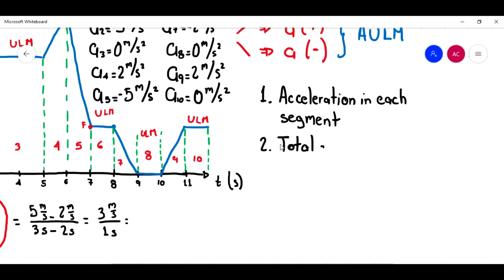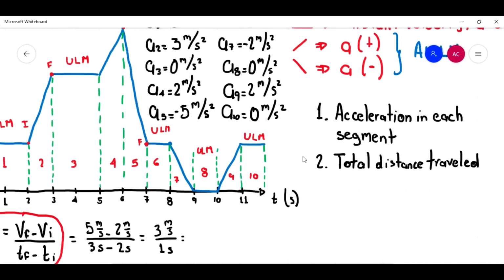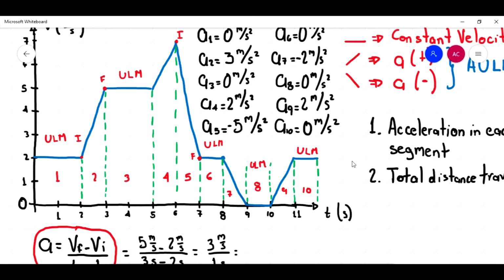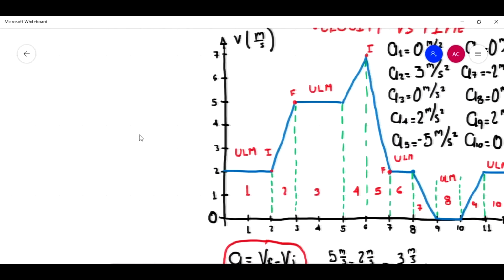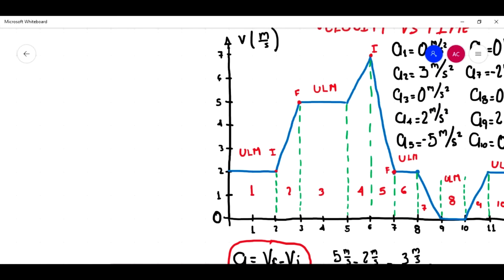Total distance traveled. But in order to find the total distance traveled, I need to find the distance traveled for each one of the segments. So let's say segment number 1. The distance of segment number 1 equals the area of the segment.